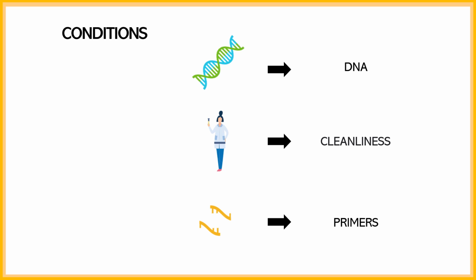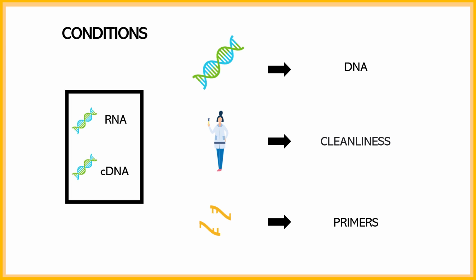The conditions to carry out the PCR are to have DNA, RNA, or cDNA, and clean sites, so that contamination in the reaction is prevented, and specific primers for the sequence of the target gene.